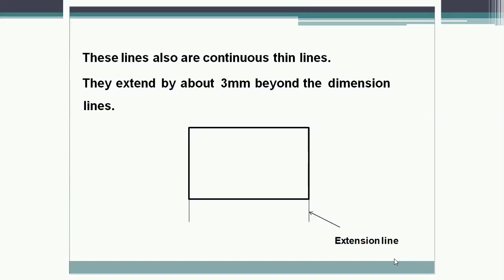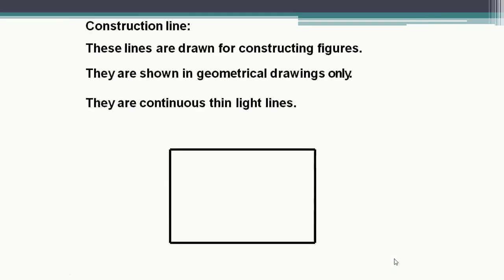So this is the extension line or a projection line, as we can call it. These lines also are continuous thin lines. They extend about 3 mm beyond the dimension lines. Then the construction line. Basically these lines are drawn for constructing figures. They can be shown in geometrical drawings only. They are continuous thin light lines.